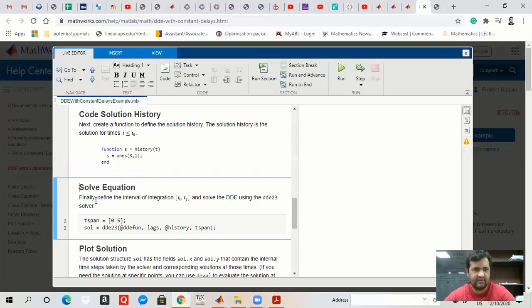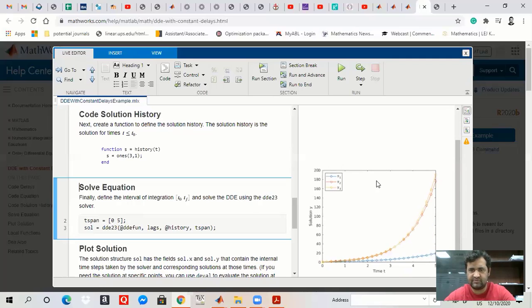And then I can just solve this equation by calling, of course, this ODE solver on this time interval. If I just run it, then you will see that I will get three solutions for this system. They are y1, y2, and y3 with these kinds of behaviors. We are not going to say anything further about the behavior of the solutions of delay differential equations.